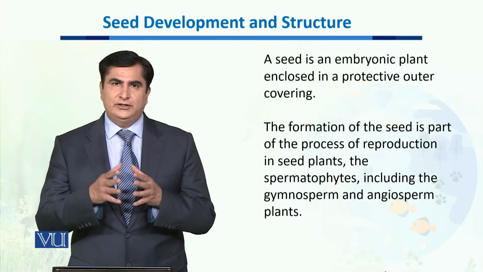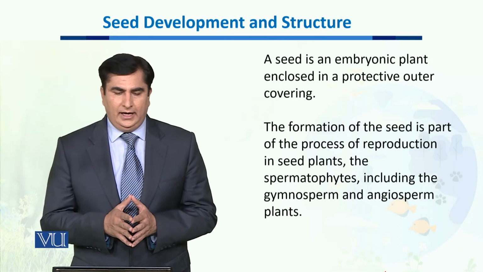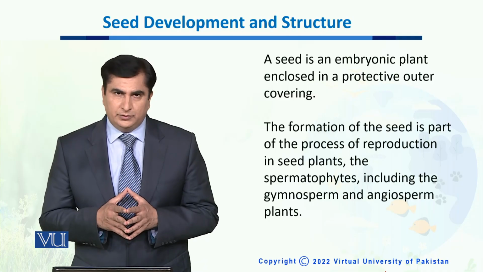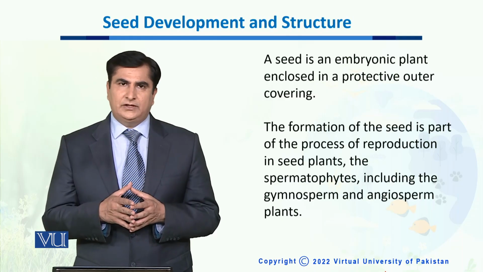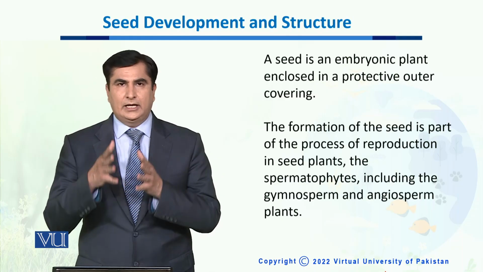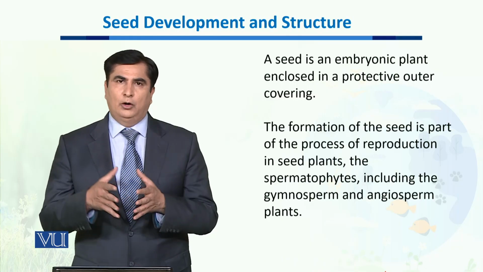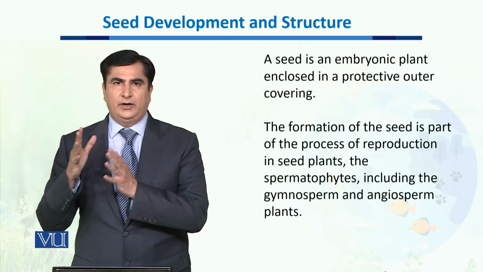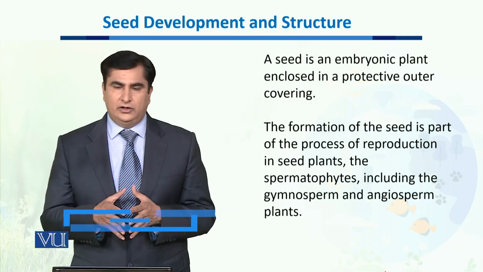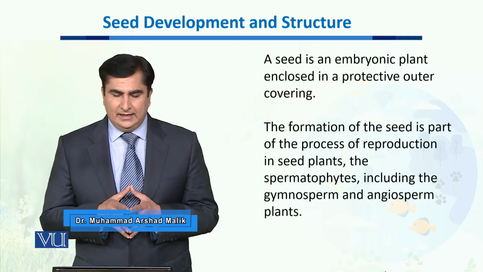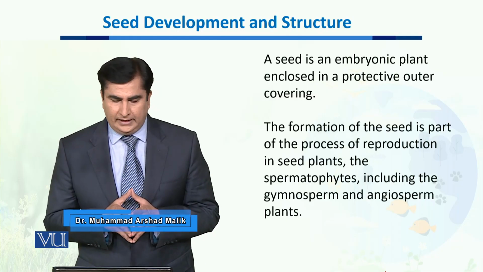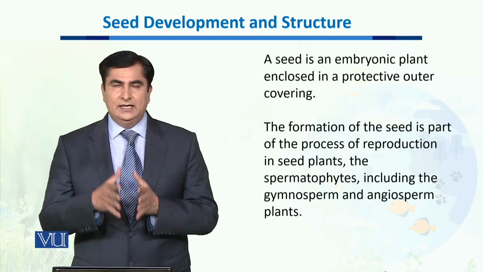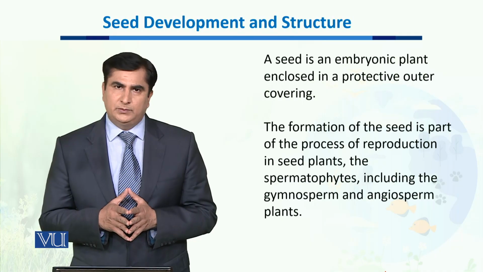Dear students, in this unit, we will talk about the structure and development of seed in angiosperms as well as gymnosperms. Now, seed is actually an embryonic plant which is enclosed in a protective outer covering. The formation of this seed is part of the process of reproduction and the alternation of generation in seed plants, and these seeds are actually the spermatophytes which are present in the gymnosperm as well as angiosperm plants.